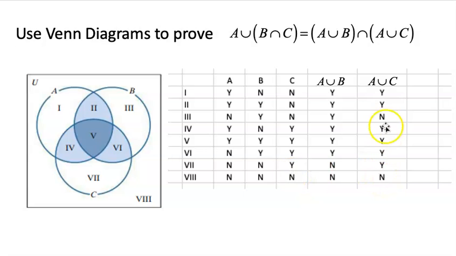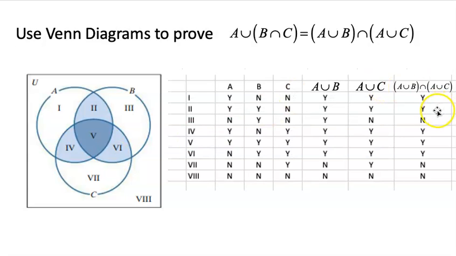And finally, I take the intersection of these two sets. Now, the only way the intersection is true is if both of them are true. It's got to be in the first set and in the second set. Yes, yes, that's a yes. Yes, yes, that's a yes. Yes, no, no. Yes, yes, that's a yes. Yes, yes, that's a yes. Yes, yes, that's a yes. No, yes, that's a no. No, no, that's a no. Intersection, they must be in both sets.